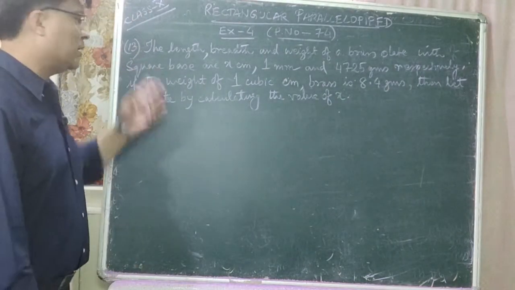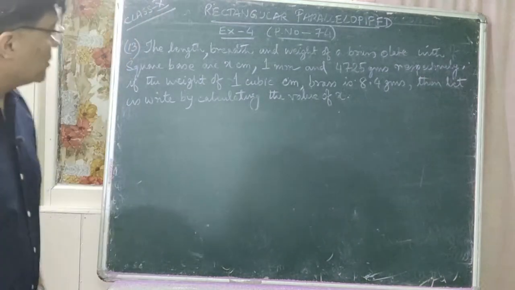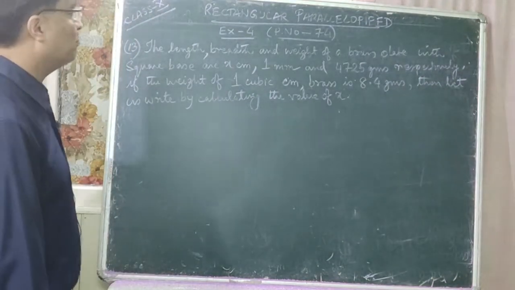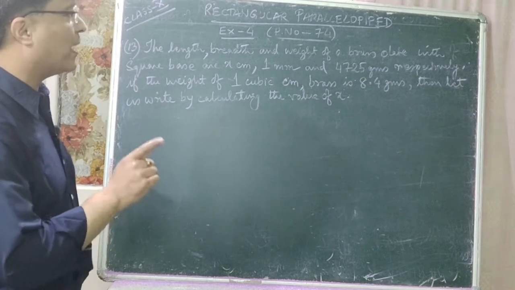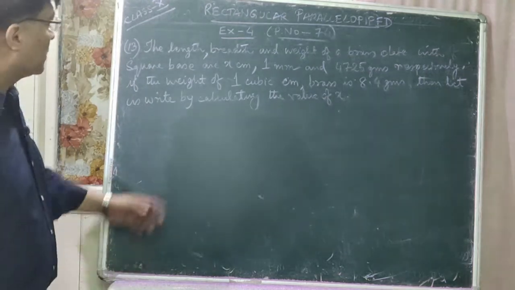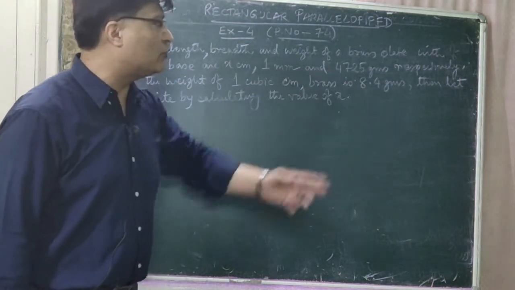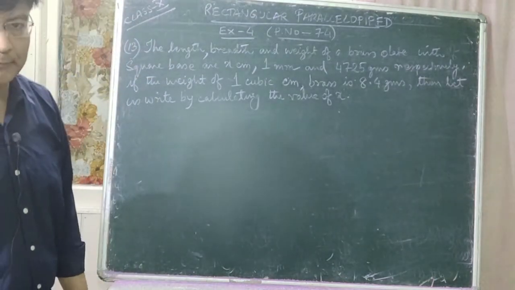Now we'll do the next question, that is question number 13. Question number 13: the length, breadth and weight of a brass plate with square base are x centimeter, 1 millimeter and 4725 grams respectively.